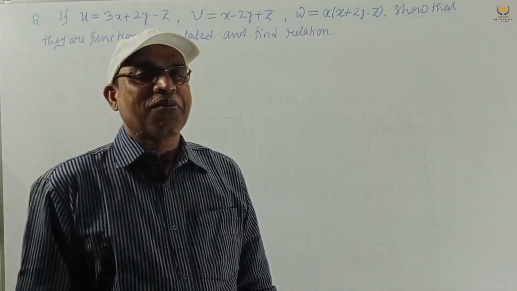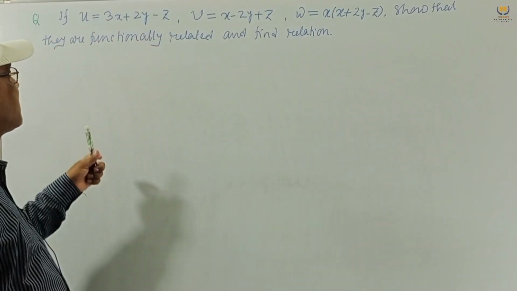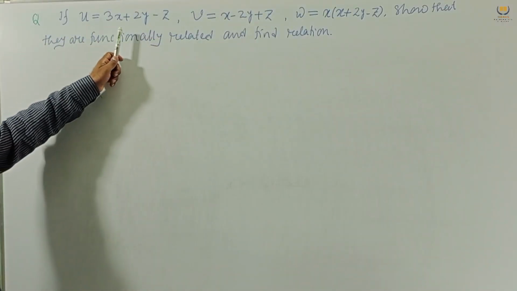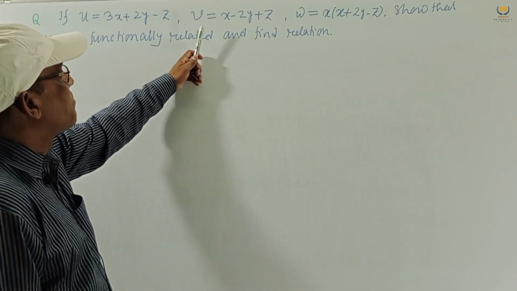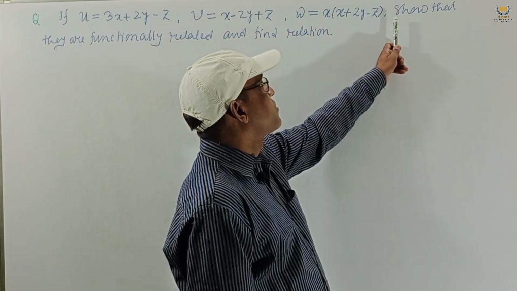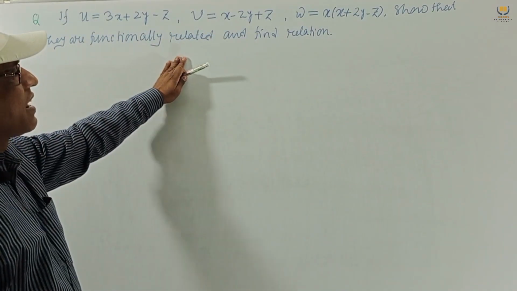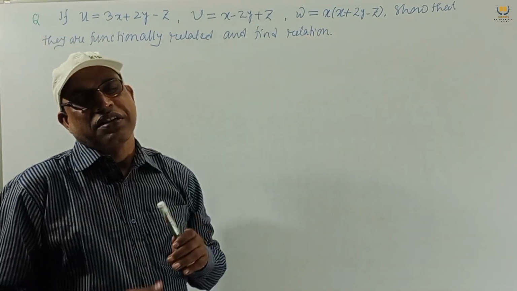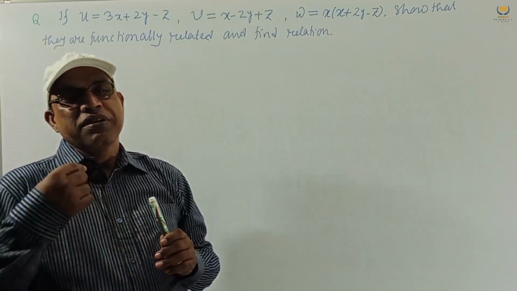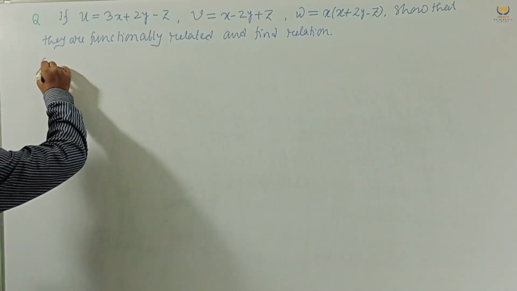Now we consider another problem. This is the cousin of the previous problem, own cousin. So if u equals 3x plus 2y minus z, v equals x minus 2y plus z, w equals x into x plus 2y minus z, show that they are functionally related, and find the relation. So functional relation means we find the Jacobian is 0. Solution.